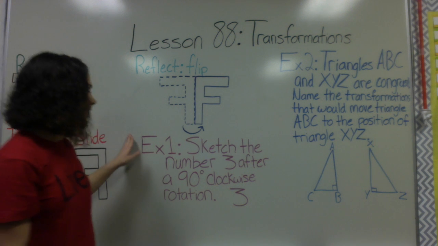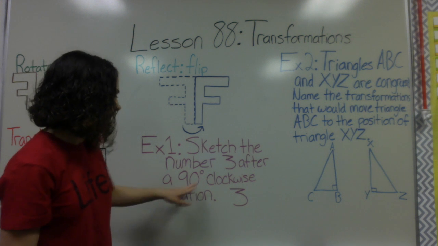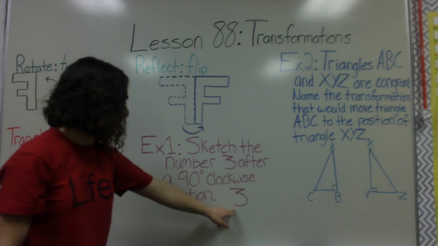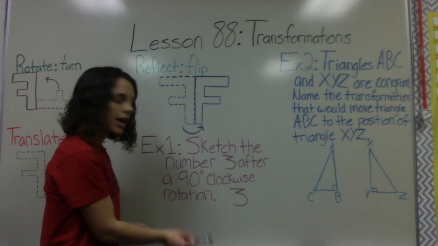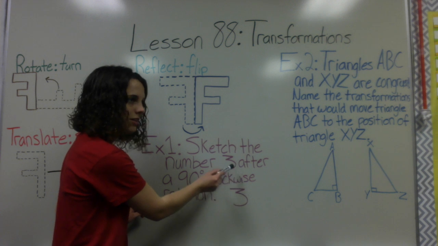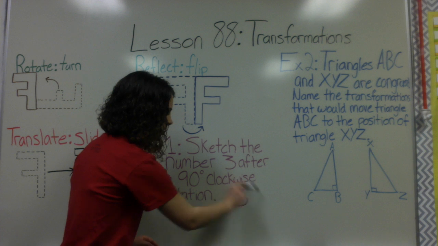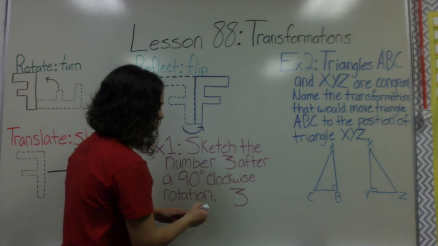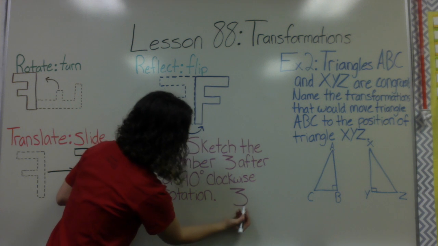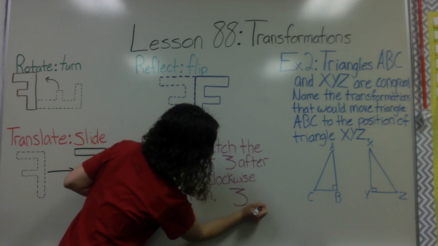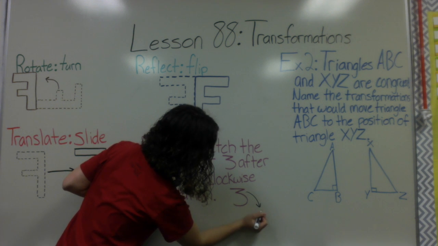Okay, so we're going to look at example 1. Example 1 says to sketch the number 3 after a 90-degree clockwise rotation. So here's my number 3, and I'm going to rotate it 90 degrees. It's facing the straight direction right now, so I'm going to rotate it clockwise, which means it's going to go this way, just the same direction as a clock, and it's going to be laying on its side. It's going to be horizontal, so let's see if I can do this. I'm going to do it as close as I can because it's rotating this direction.